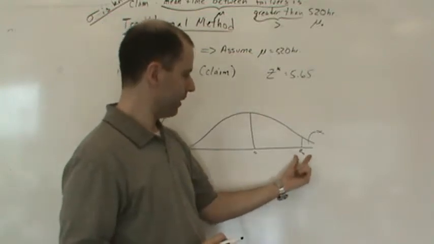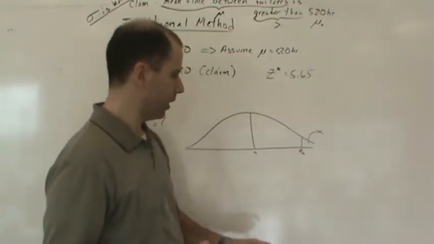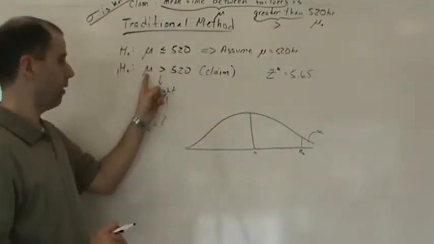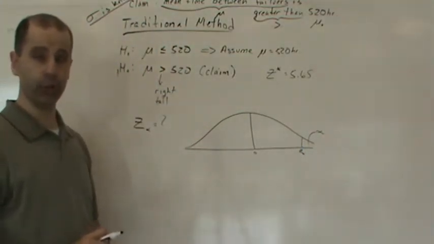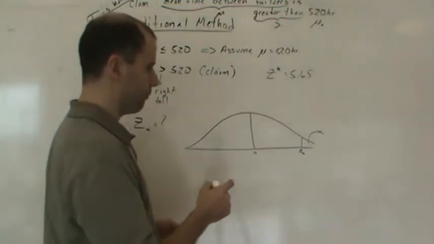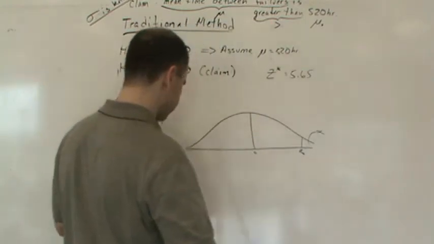So this is determined by alpha. So our critical value is determined by alpha and whichever tail we're using, which in this case is the right tail. So this is what we need to use.